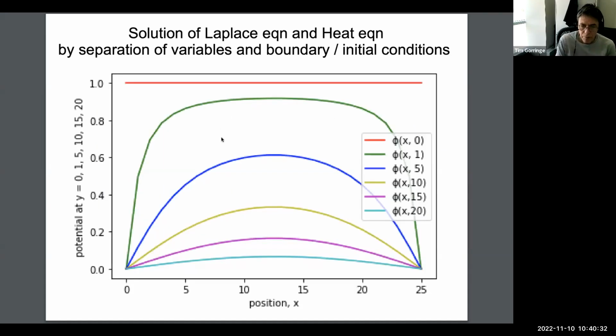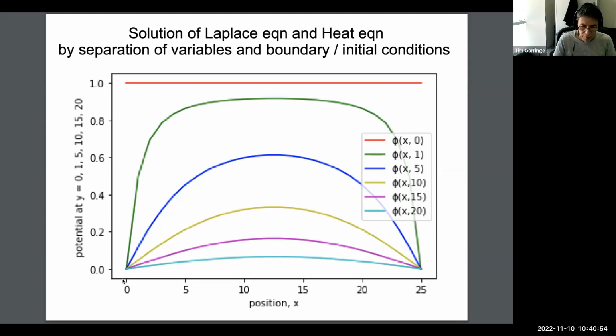So this plot depicts the solution to that problem involving Laplace's equation, the electrostatic potential in that region bounded by the metal plates. Horizontally, I'm plotting the position.